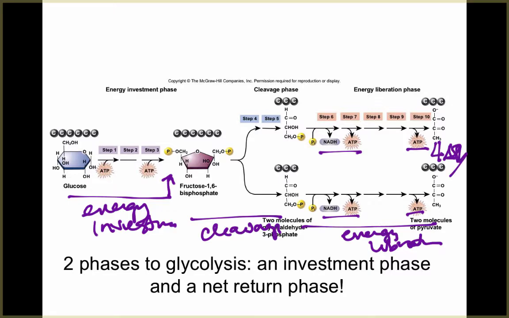Because essentially when we cleave, we're going to have the G3P here, and the DHAP is going to change into G3P and then go twice.